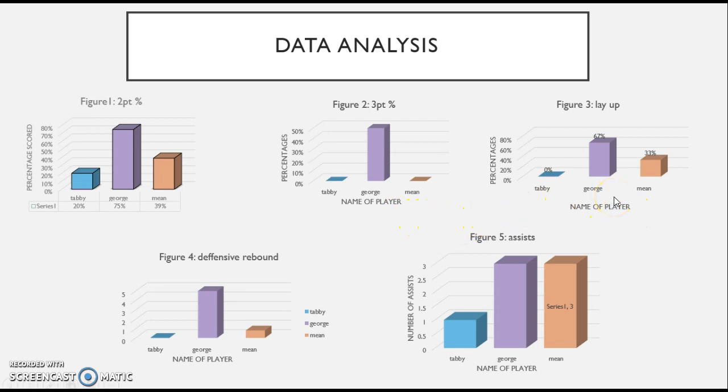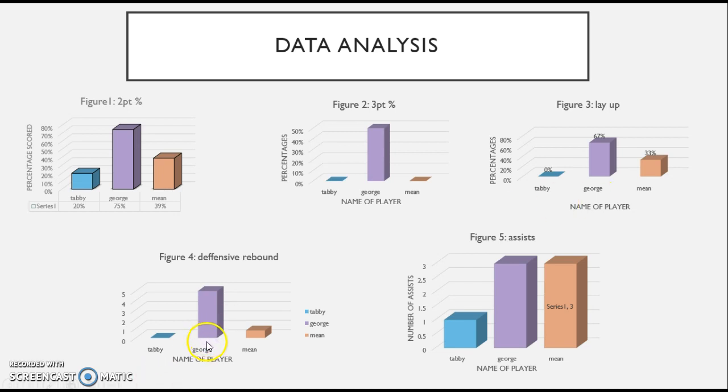Now moving on to layups. Tabby again is at 0%, George is 67%, and the mean is 33. Tabby didn't score any but missed 1, and George scored 2 and missed 1, getting 67%, and the mean was 7 were scored, 17 were missed, and 24 were made in total, so that's 33.